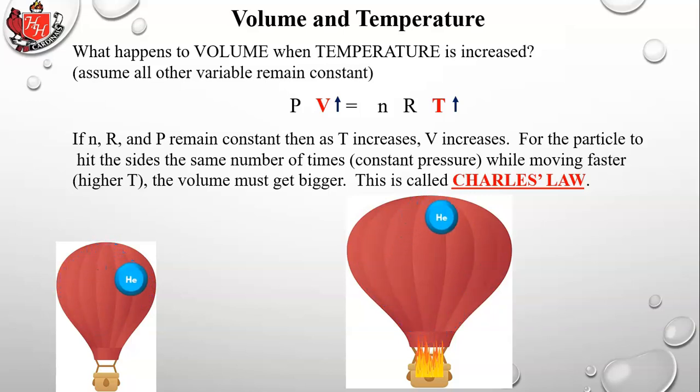Okay. But since the one on the right has a higher temperature, it's moving faster. In order to get the faster particle to hit the same number of times as the slower particle, you have to increase the volume. So again, if you count how many times those two particles are hitting the sides, they're hitting 4 times every 2 seconds. So that means they have the same pressure, but the one on the right is moving faster. Therefore, it must have to cover a larger volume in order to hit the sides the same number of times as the one on the left.